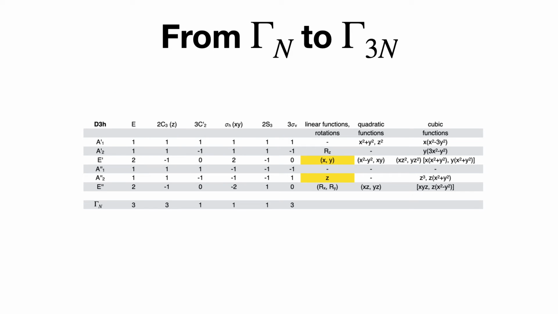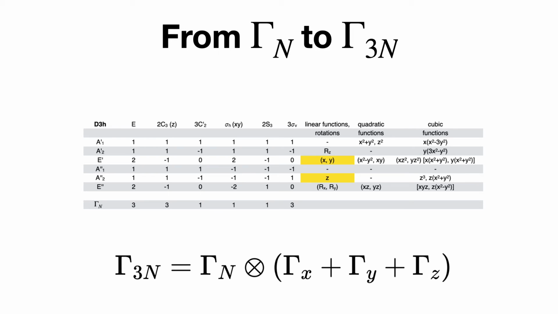Okay, now we go back to our character table, and I added one row, which is the one we just calculated together, the gamma n. And we remember that in order to get the gamma 3n, the reducible representation of the displacement, as if we put x, y, and z axes on each atom, gamma 3n is related to gamma n in a direct product with the displacement along x, y, and z. Now we've learned in the previous screencast that those displacements can be obtained directly from the character table, and I highlighted them in yellow for x and z.